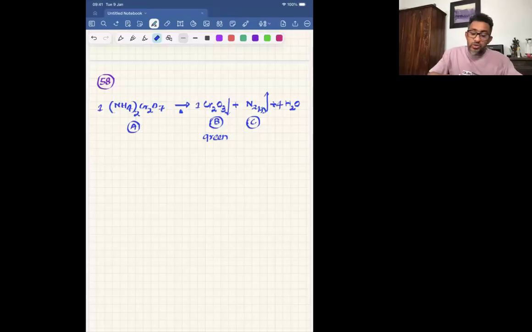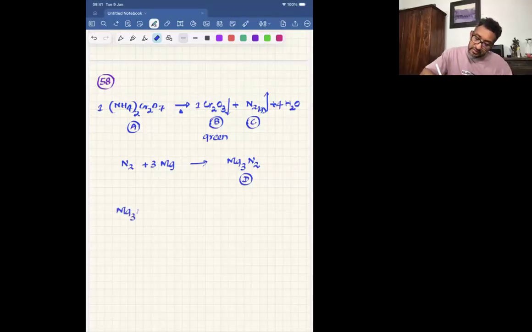C gas reacts with dissolved magnesium. So nitrogen reacts with magnesium to form a white solid D. What is that? Magnesium nitride, Mg3N2. So this is called D. D reacts with water to give gas E. Magnesium nitride reacts with water to give you magnesium hydroxide and ammonia.